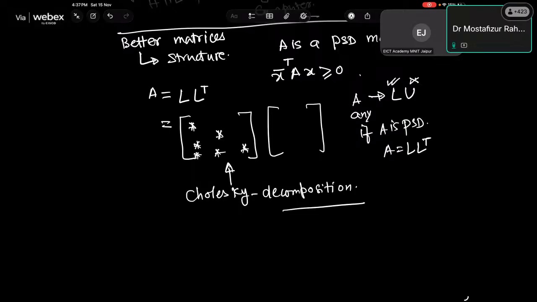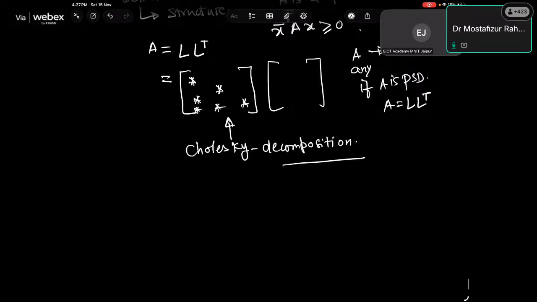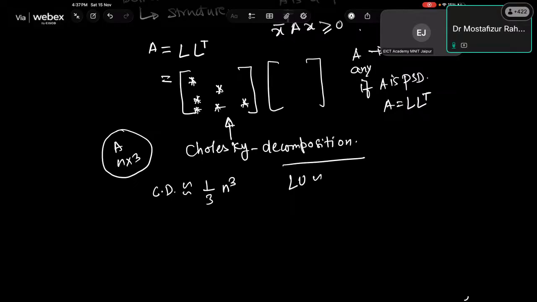So if you do Cholesky decomposition, roughly it takes 1/3 n to the power 3 complexity for an n cross n matrix A. If you do LU decomposition, it takes almost 2/3 n to the power 3. If you do QR decomposition, the complexity is almost 2 n to the power 3. This is the ordinary QR decomposition.